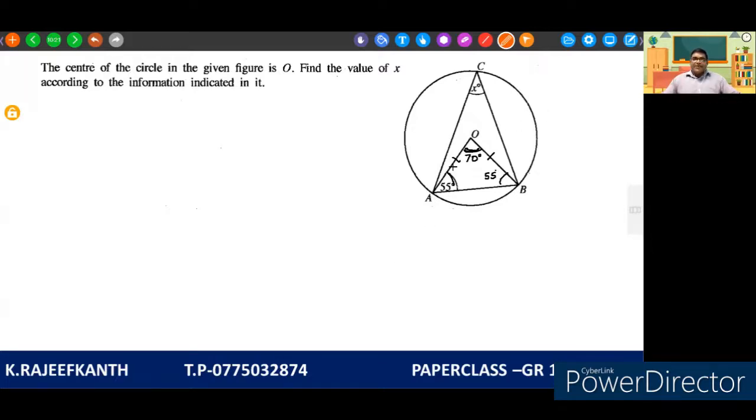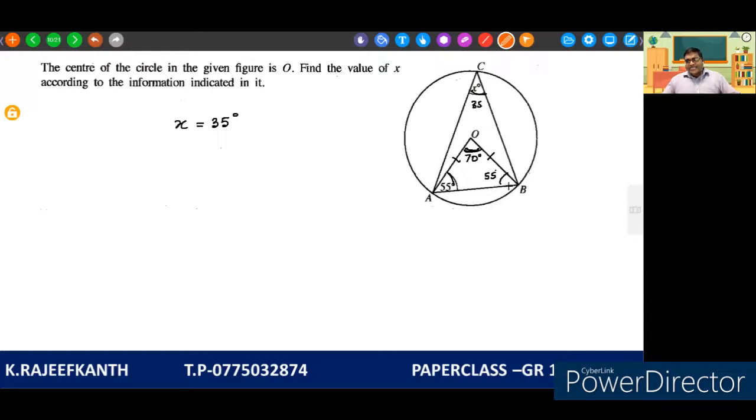Right. Now we found the magnitude of angle AOB. Now we have to find the value of X. Here the arc AB subtends an angle AOB. The angle subtended by an arc at the center of the circle is double the angle subtended by the same arc at the circumference of the circle. So here, if it is 70, this would be 35, because this is double of this angle. So we can write X is equal to 35 degrees.